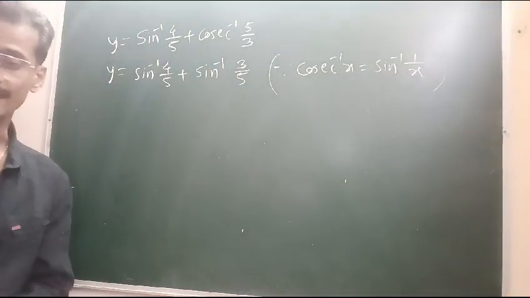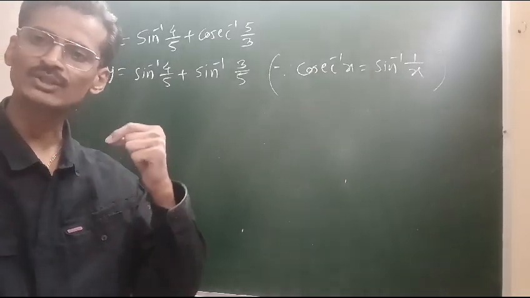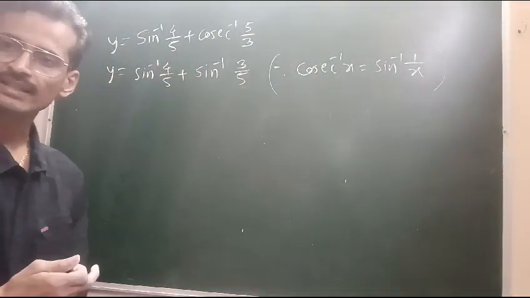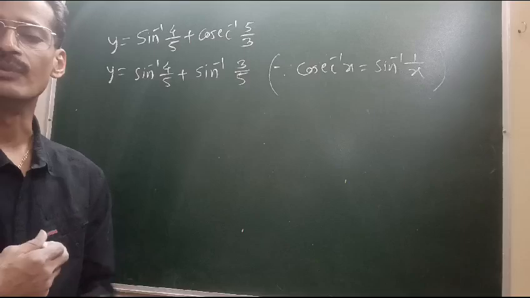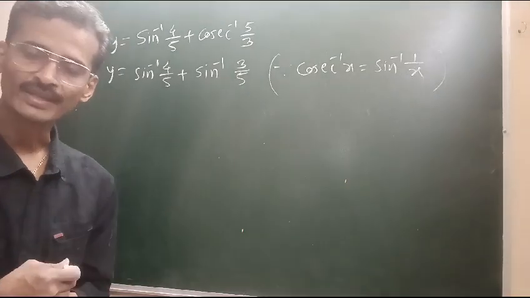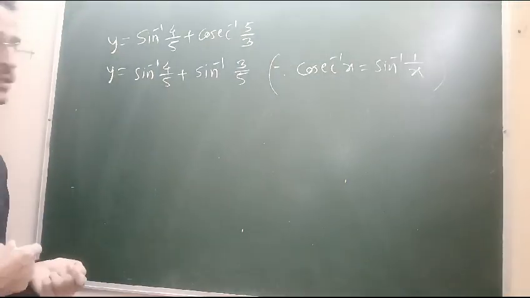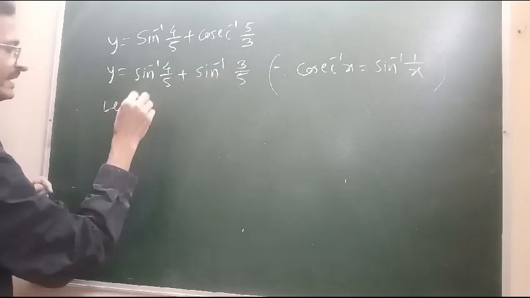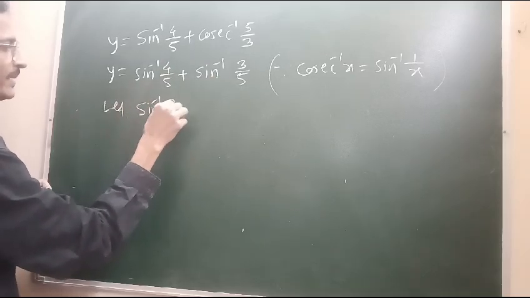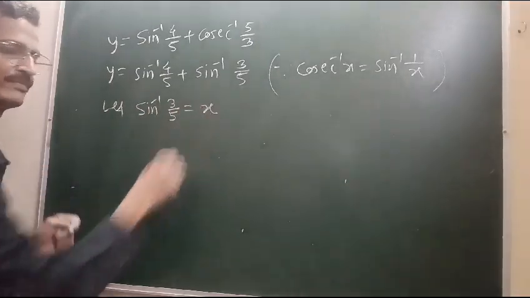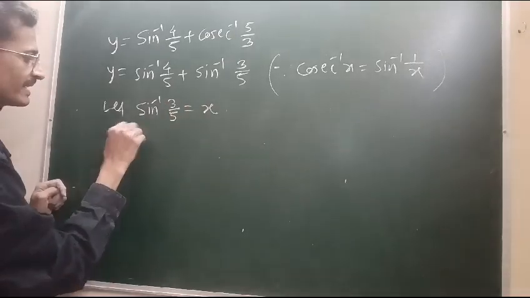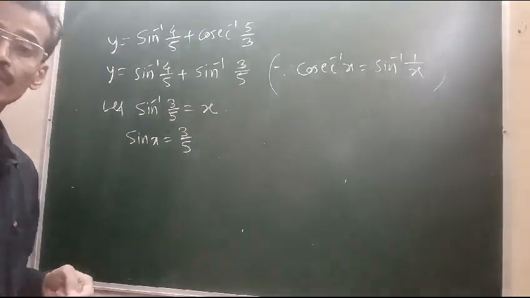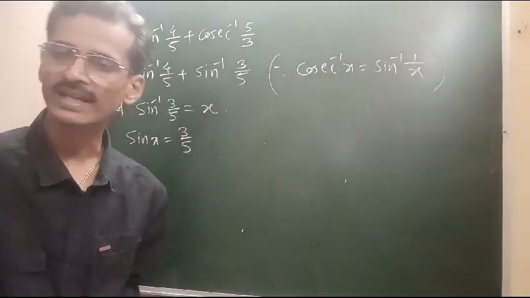Now there is one formula: sine inverse of x plus cos inverse of x is what? Pi by 2. But here both are given as sine inverse. So we convert one sine inverse into cos inverse. How can we convert? There are two methods for that. Simple thing, write this as anything. Suppose we write, let sine inverse of 3 upon 5 be equal to some x. So sine of x is 3 upon 5. Now we know that sine square x plus cos square x is 1.